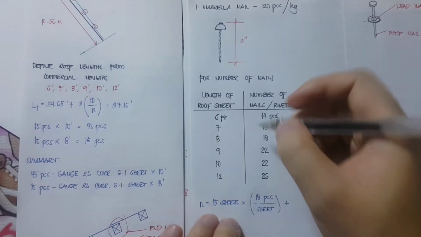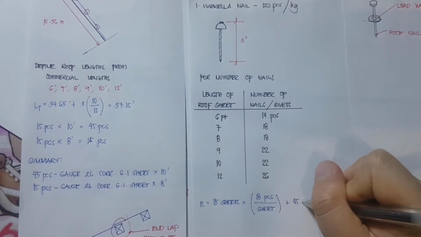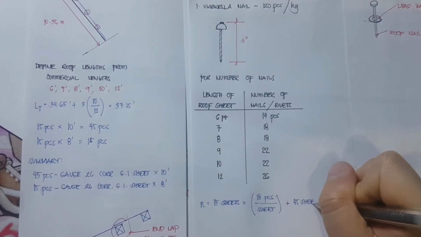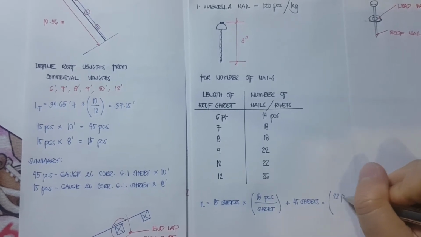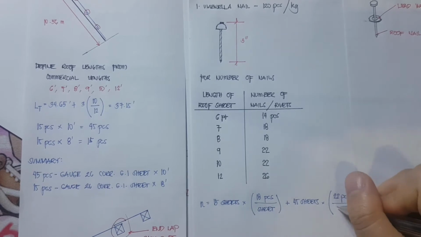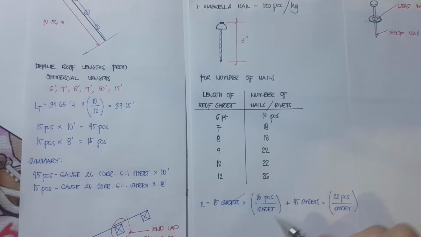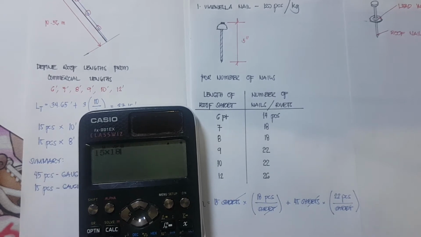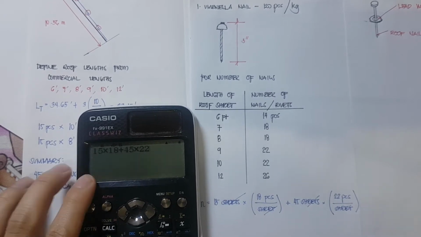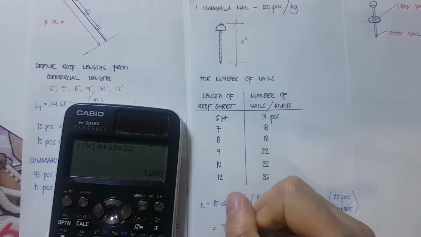Plus, we have 45 sheets, and we have 22 pieces per sheet. So, sheet will cancel out. And the answer is 15 times 18, plus 45 times 22. We have a total of 1,260 pieces.